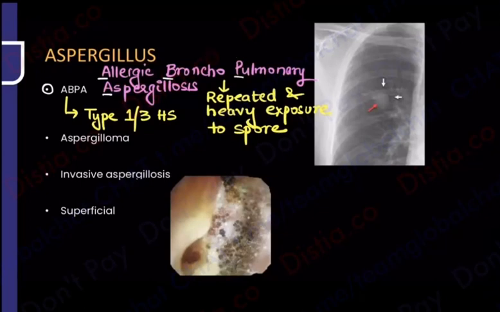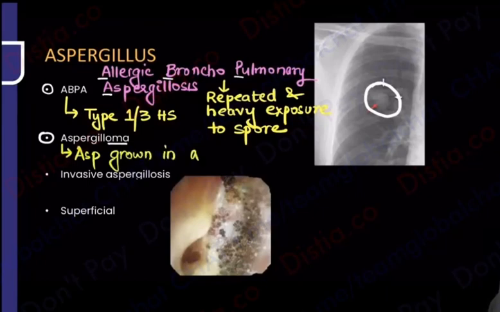Having said that, the next variety of Aspergillus is going to be Aspergilloma. As soon as I use the word oma, we start thinking of tumors, right? But this is nothing to do with a tumor. It's just to tell you that there is a well circumscribed lesion. If you see in the lungs a well circumscribed lesion, you know what this is? This is nothing but Aspergillus growing in a pre-existing cavity. What do I mean by that?